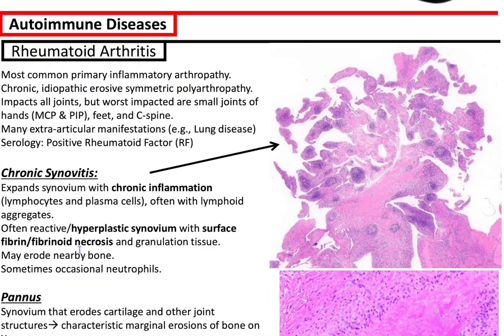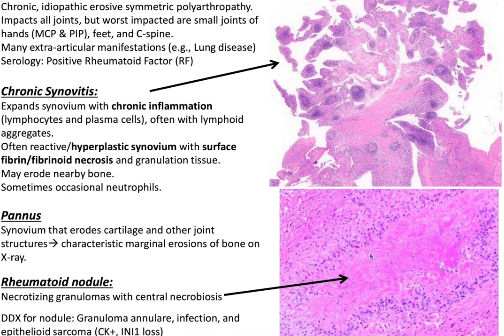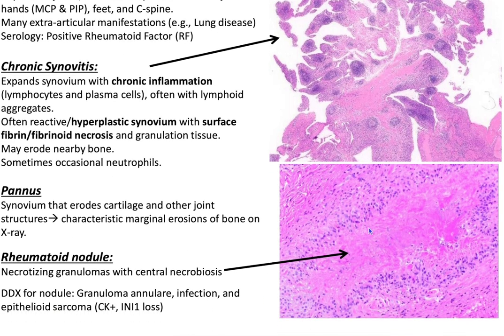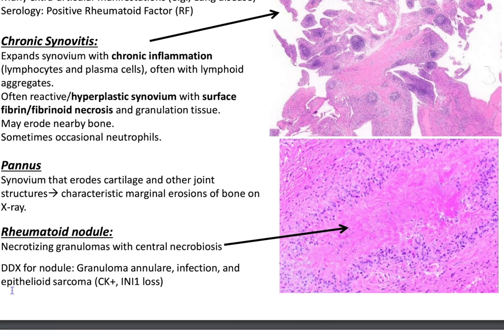We talked about your autoimmune diseases, rheumatoid arthritis. For your synovium, you want to be suspicious if you especially see lymphoid aggregates, and pannus, and rheumatoid nodule, where the necrobiosis will look pink. Granuloma annulare, in contrast, will look blue. And then you always want to have your differential of epithelioid sarcoma.